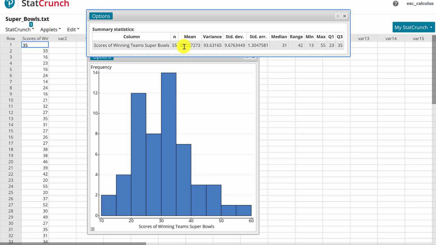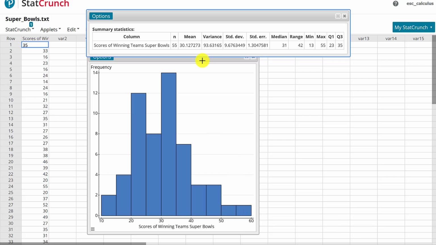Now, when I look at this, I do see that the median is slightly larger. And the reason for that is that I have a few data points up here. In fact, I've got one of them in this category way up here. Between 55 and 60, I've got a score. And then I've got another score here between 50 and 55. So those really high scores of winning teams in Super Bowls, that's kind of pulling up the median. There's a few of them, but it is pulling up the median.